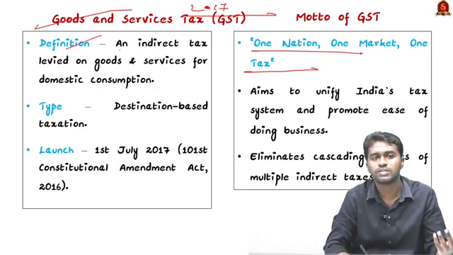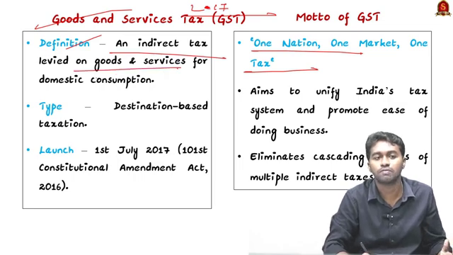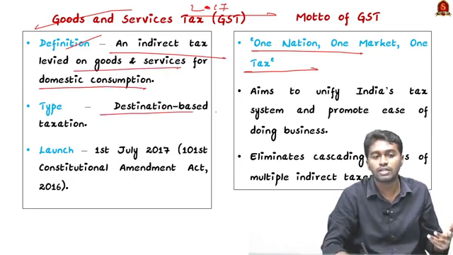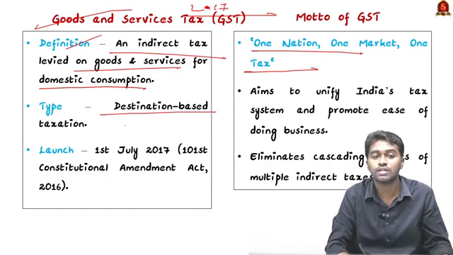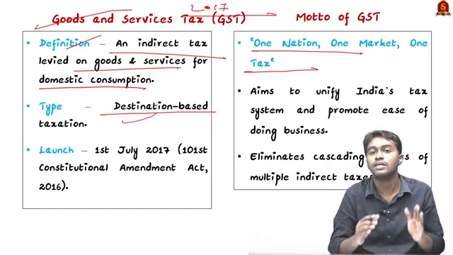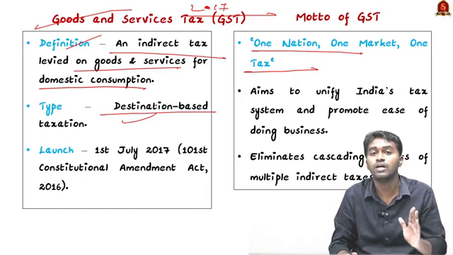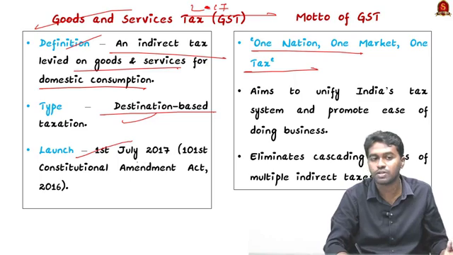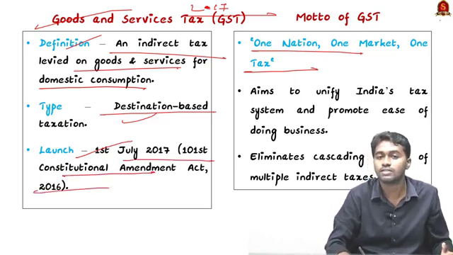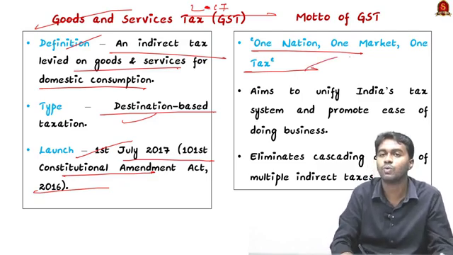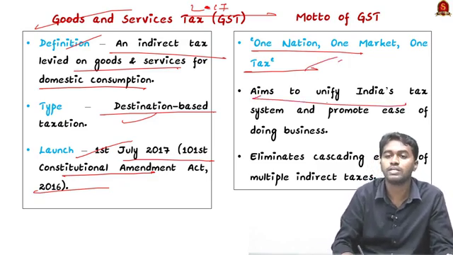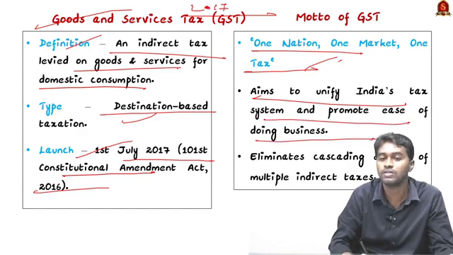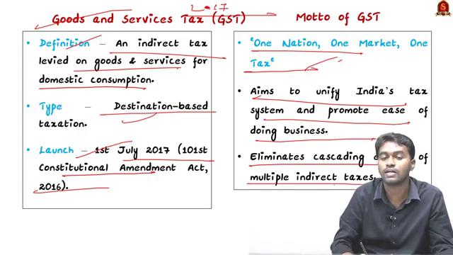Coming to the definition, it is an indirect tax levied on goods and service for domestic consumption, and the type, it is not origin based, it is a destination based taxation, which means the tax will be levied at the place where the goods and service is consumed. It was launched on the 1st July 2017 through the 101st Constitutional Amendment Act of 2016. The motto of the GST is One Nation, One Market, One Tax, and it aims to unify India's tax system and promote ease of doing business.